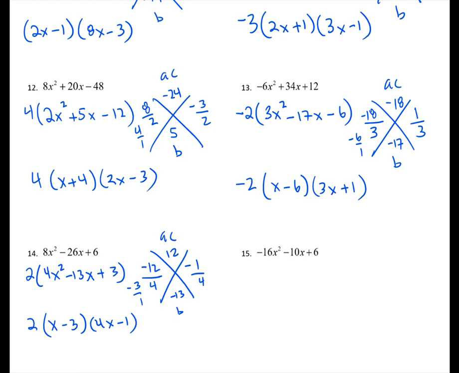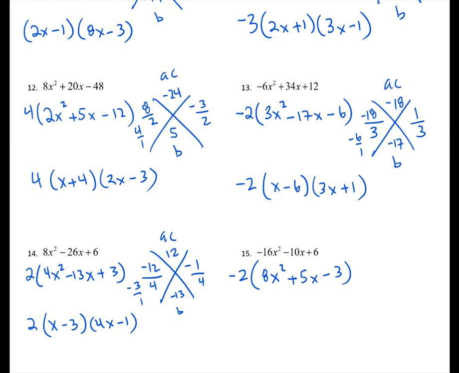Number 15 here. All right, so first of all, I notice a is negative, so I'm going to take out some sort of negative GCF, right? What's the biggest number that divides all of them? It looks like it would be 2, so I'm going to take out a negative 2. I'm going to end up with a positive 8x squared, a positive 5x, and a negative 3. Okay, so remember, whenever you're taking out a negative GCF, make sure you change the signs.